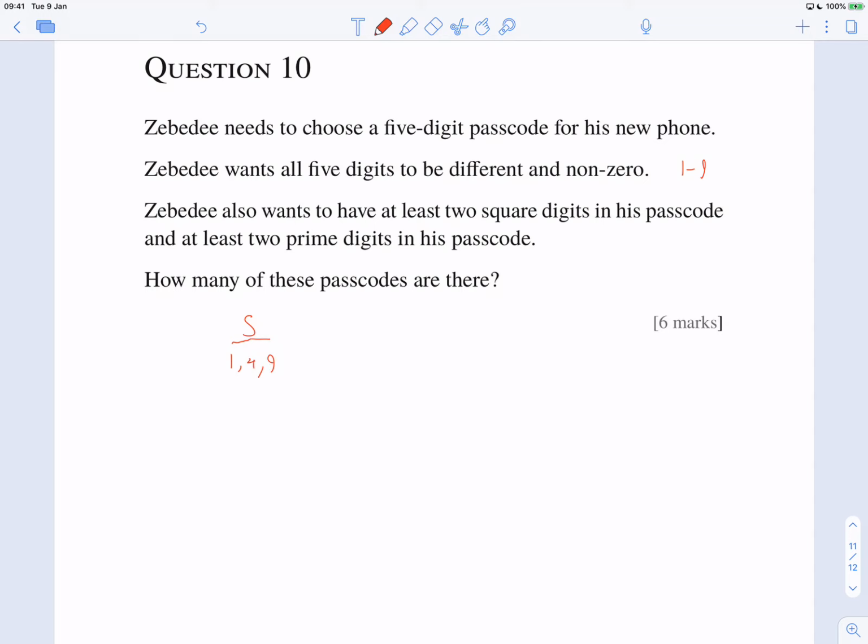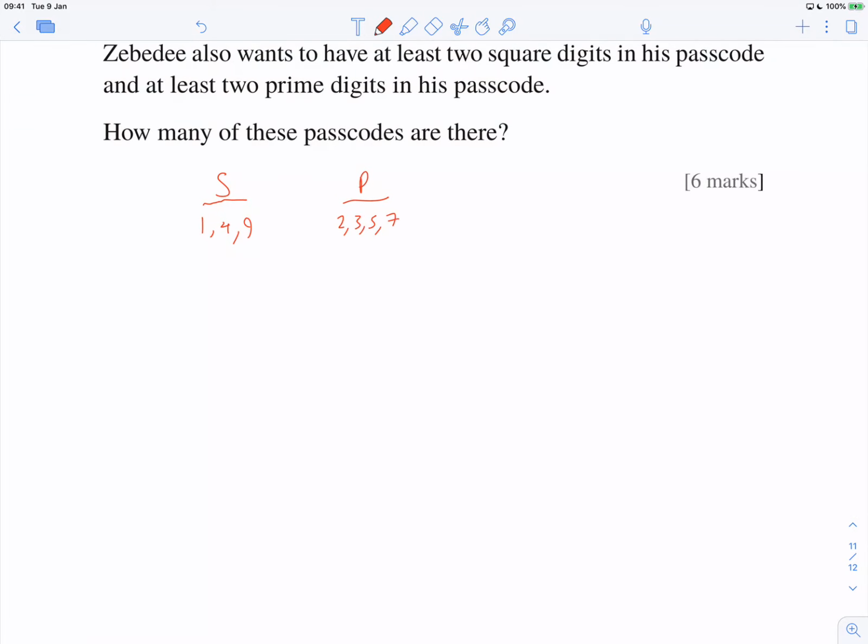And he wants at least 2 prime digits. Well, the prime digits are going to be 2, 3, 5, 7. Okay, luckily for us, there's no overlap there. And he wants at least 2 of each. How many of these passcodes are there? Okay, right, so put it this way. Do you agree that it's always going to be 2 squares plus 2 primes plus, and then either a square or a prime? That's how many combinations we're dealing with.